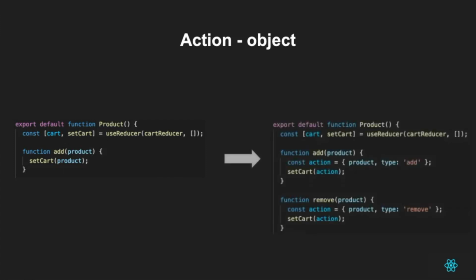When you use the action object, you can do more than this. An action object contains the product itself, but also a type that I define here. And you see that I now pass my action in the setCart and in the setTotal, and in this example setCart. I also have a type add and remove for enabling the add and remove buttons.